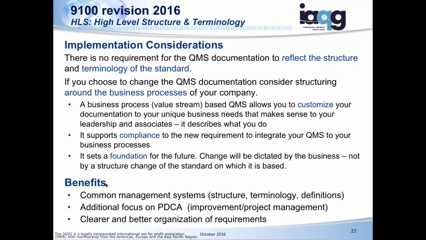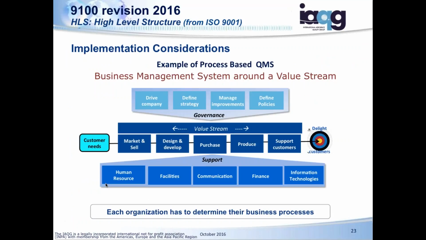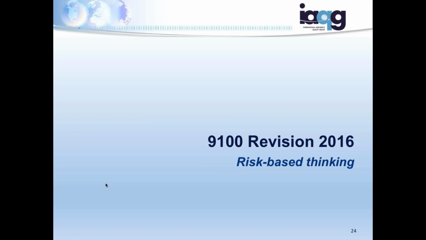So some of the benefits of this high-level structure and terminology is we have more commonality than we've ever had before. The plan, do, check, act, which ensures the whole continuous improvement loop is very much in place, and a clear, better organization of the requirements. Here's an example of a business process, interaction or process, not to say there's anything special about it, just wanted to show to make sure we're communicating what a business process or interaction or process looks like.